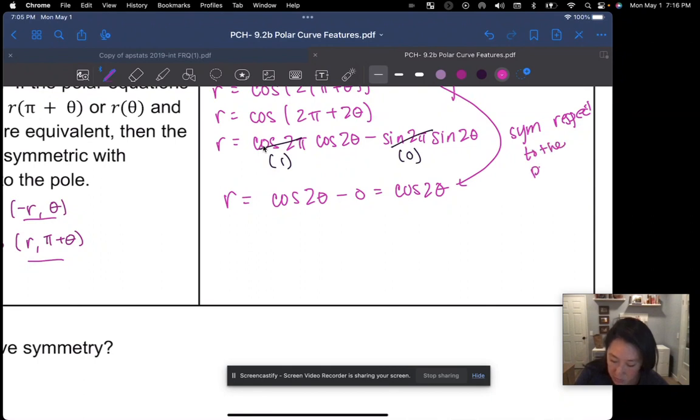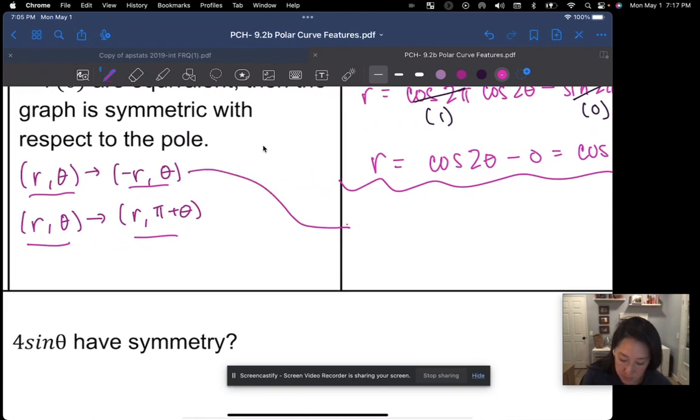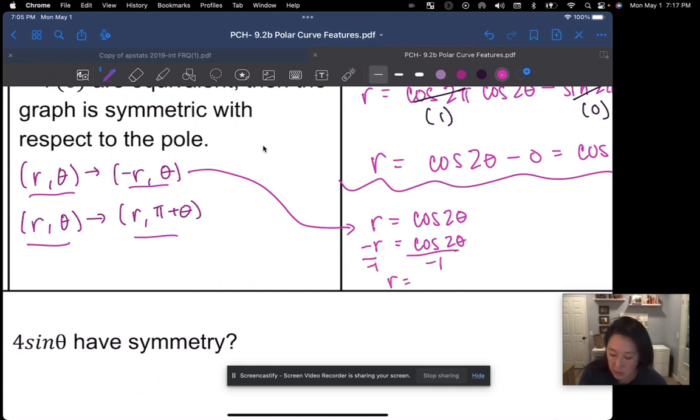To the pole. Okay, if we had done the other test, let's try the first one, this one. We're going to change r to -r, and then the cosine. Okay, here's my original: r is equal to 2 cosine 2 theta. We're going to replace r with -r, so -r is equal to the cosine of 2 theta. Divide by -1 to get r by itself, so you get r is equal to negative cosine of 2 theta.